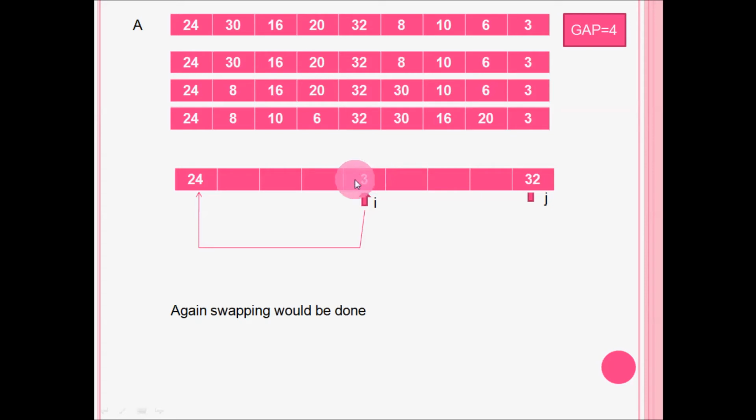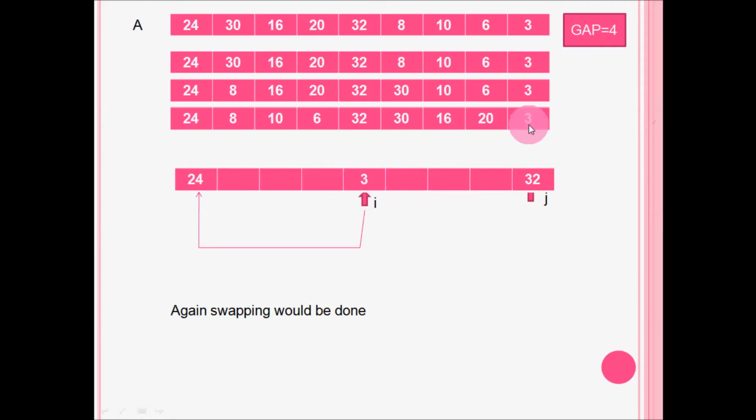Again 3 has to look backward by that minus gap place. Minus gap means 4. 1, 2, 3, 4, is swapping required? This case is not like that case. When we swap these two elements, 6 is here, minus gap 4, 1, 2, 3, 4, no element is there. That's why swapping is not seen here.